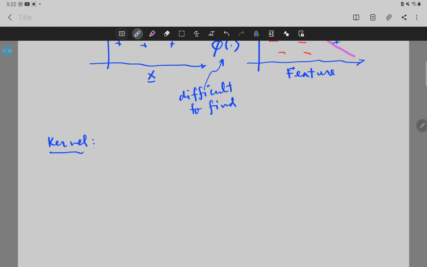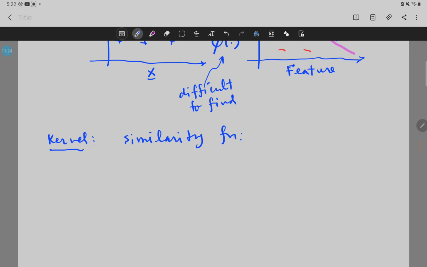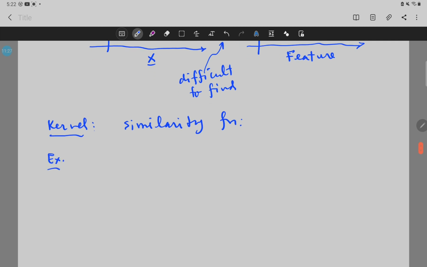And kernel is what is called a similarity function. Okay. Let's look at an example. Let's say that we have this phi function of the transformation, where x is equal to x1 and x2. Let's say this phi function is x1 squared, x2 squared, and then square root of 2 x1 x2.